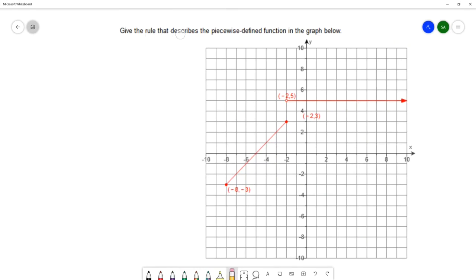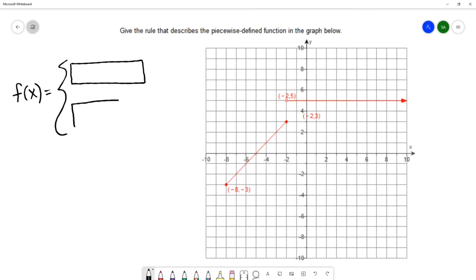Give the rule that describes the piecewise defined function in the graph below. So we're given this picture. You can see that we have two separate pieces, and we want to be able to write the piecewise defined function that represents each one of these pieces. So I'm going to lay out the format of this piecewise defined function first. And the first thing we've already noticed is that it is two pieces. So that means that we're going to have two equations.